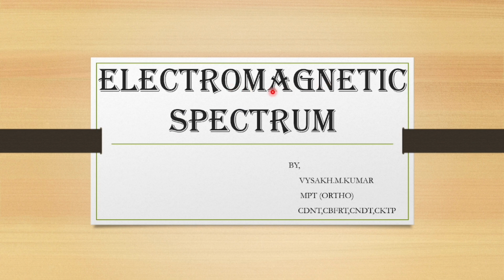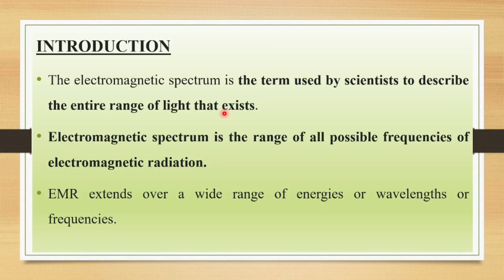In this video, I am going to briefly explain the electromagnetic spectrum and the different electromagnetic waves which form this electromagnetic spectrum. Coming to the introduction, the electromagnetic spectrum is a term used by scientists to describe the entire range of light that exists. The electromagnetic spectrum is the range of all possible frequencies of electromagnetic radiation. Electromagnetic radiation extends over a wide range of energies, wavelengths, or frequencies.